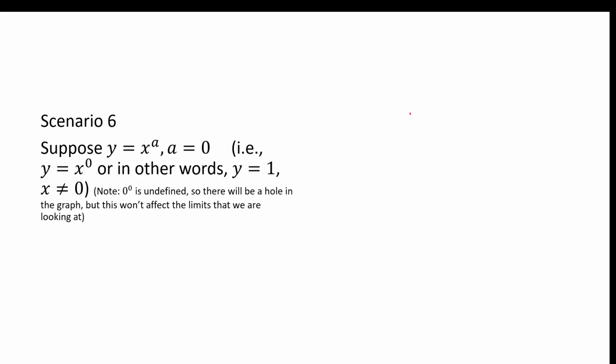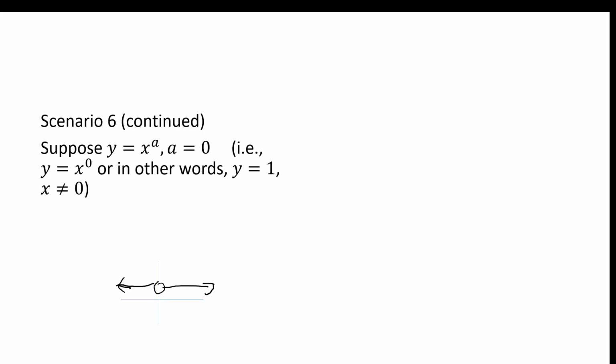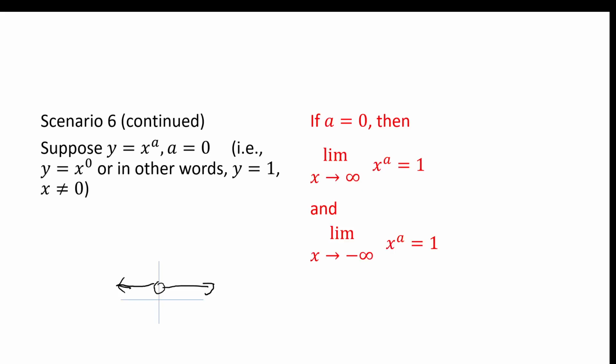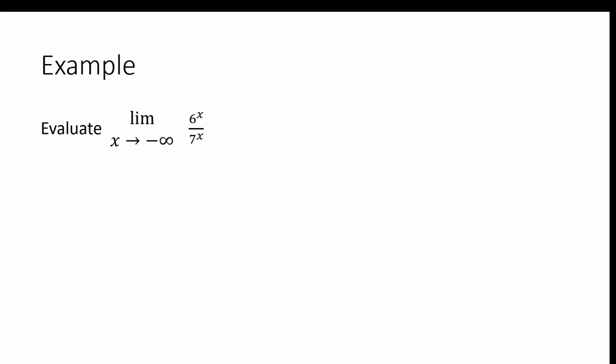And finally, if we had y equals x to the a where a is 0, that would be like saying y equals x to the 0, which is like saying y simply equals 1. But technically, x is not allowed to equal 0 in that case because you can't have 0 to the 0. So we would actually have a horizontal line at y equals 1 with a hole at x equals 0, and we'd be able to make the two statements that you see there. Okay, so let's put this into practice.